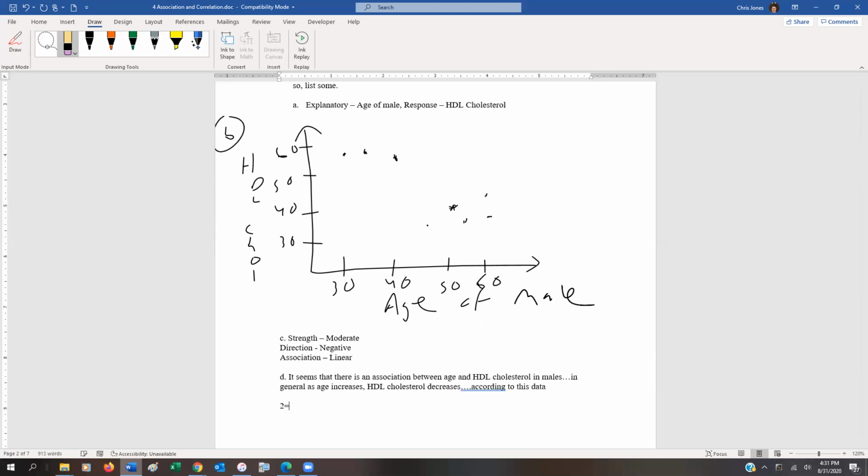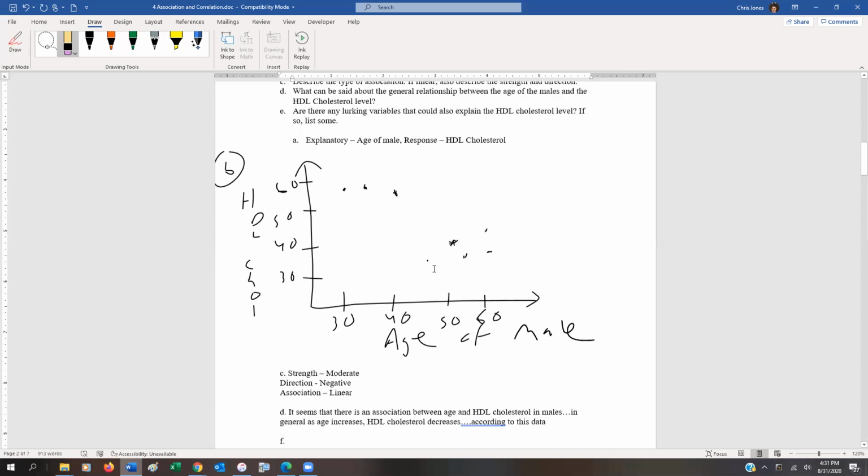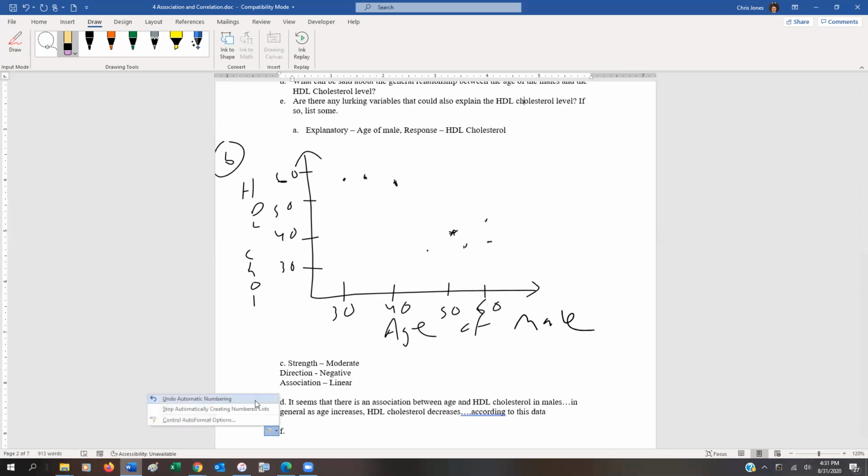Now, the last thing that we always are interested in, what are these lurking variables? Are there any lurking variables that could explain HDL cholesterol level? Certainly there are. One thing that usually predicts what your HDL cholesterol level is going to be is your diet. Do you have a good diet, or is your diet kind of poor and you eat a lot of saturated fats or trans fats, etc.? That can really reduce that HDL cholesterol and make the ratio not too good.